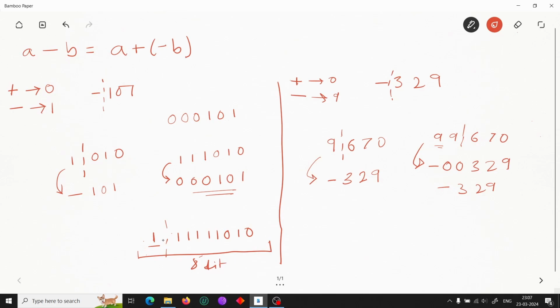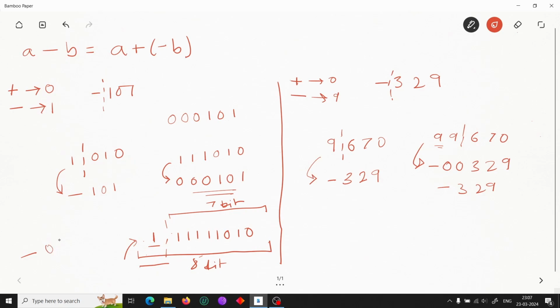is represented this way. The first bit is taken to be the sign bit, and the remaining 7 bits are the digits of the number. And the computer will automatically know, oh, so this will be a negative number, and then it will perform the complement on all the remaining bits.